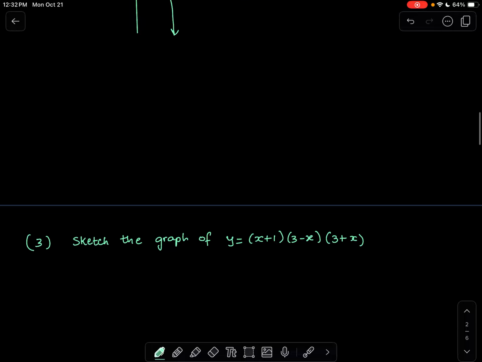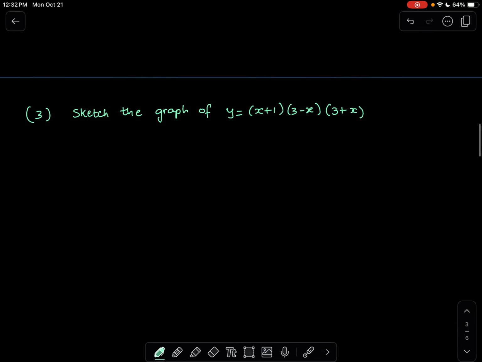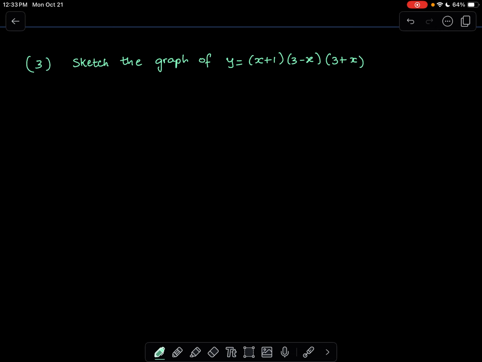At the IGCSE, GCSE level, you're going to get questions where the standard form is already factorized for you. You are not expected to factorize it. Now, let's identify what the roots are. The roots, or the x-intercepts. To find the roots, you will substitute y equal to 0. That means (x plus 1)(3 minus x)(3 plus x) is equal to 0.